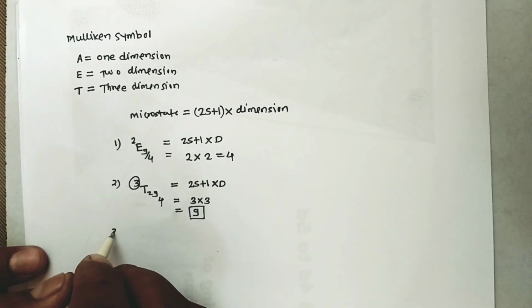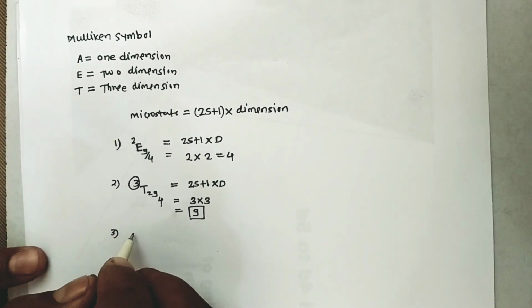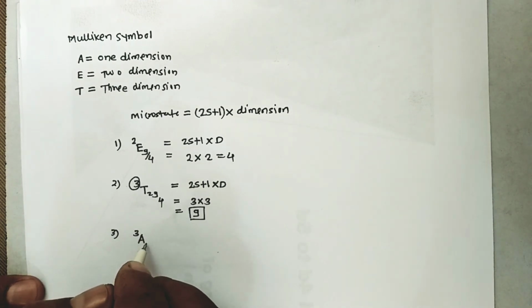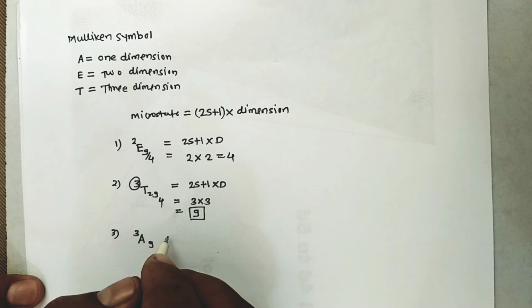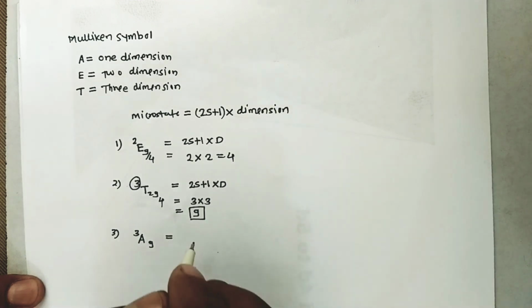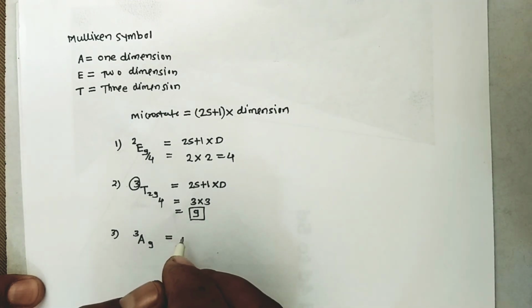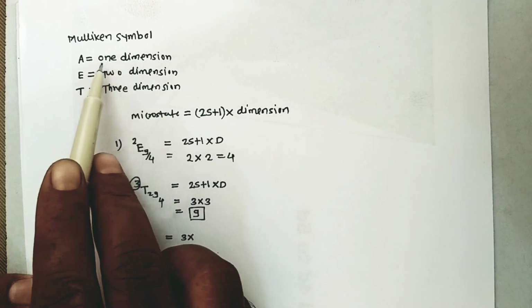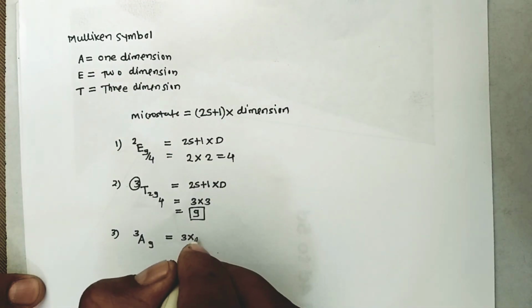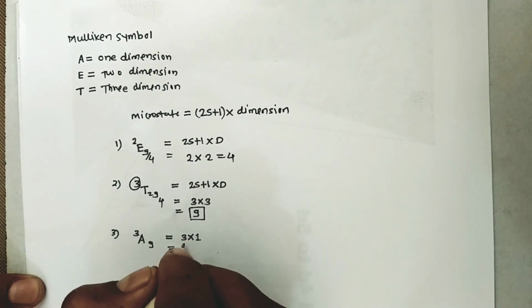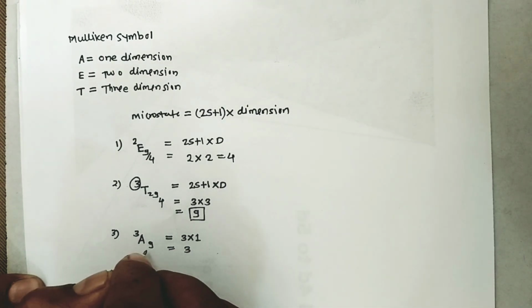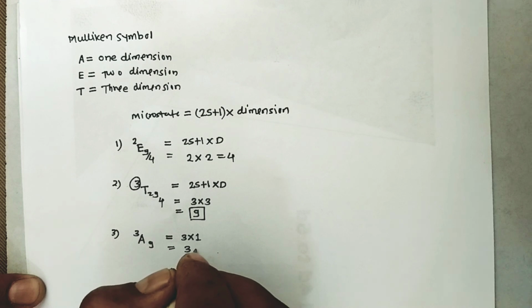Next example, if the Mulliken symbol is given that is 3Ag, then calculate the number of microstates. You can use the same formula, 2S plus 1 is 3 into dimension. For A there is 1 dimension, so 3 into 1 equal to 3. So for 3Ag there are 3 microstates.